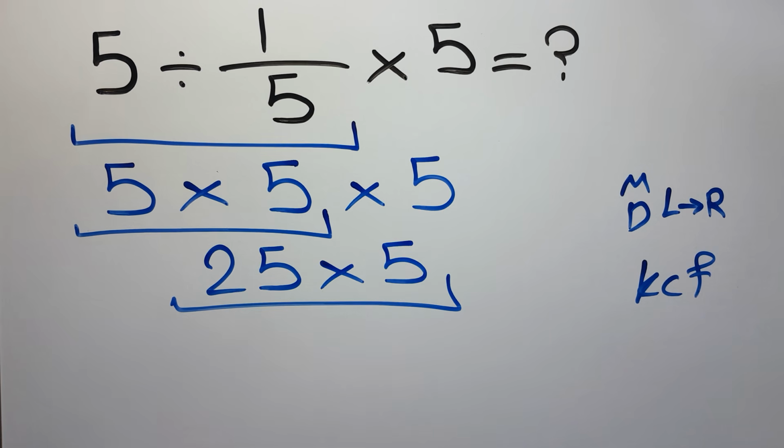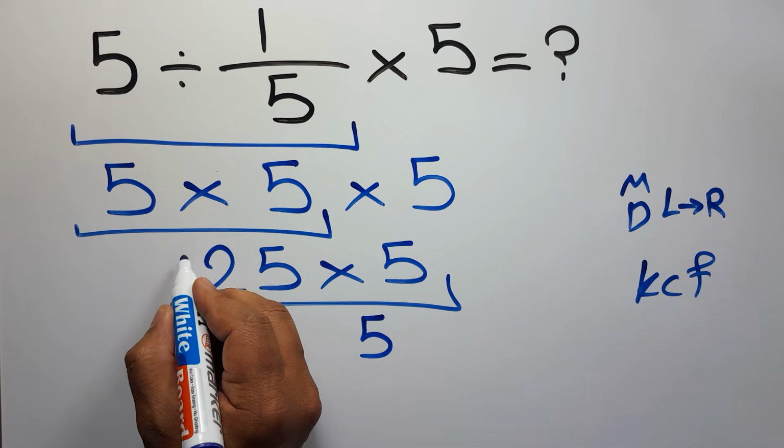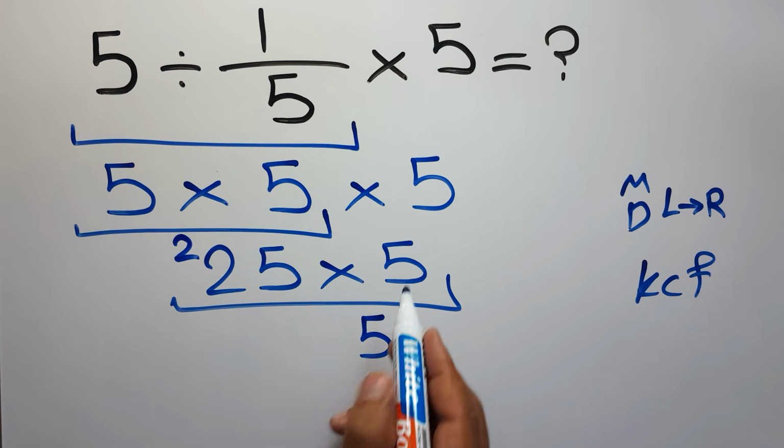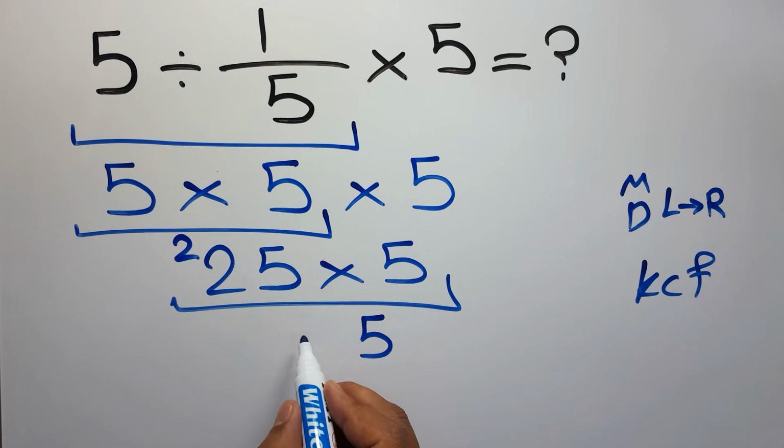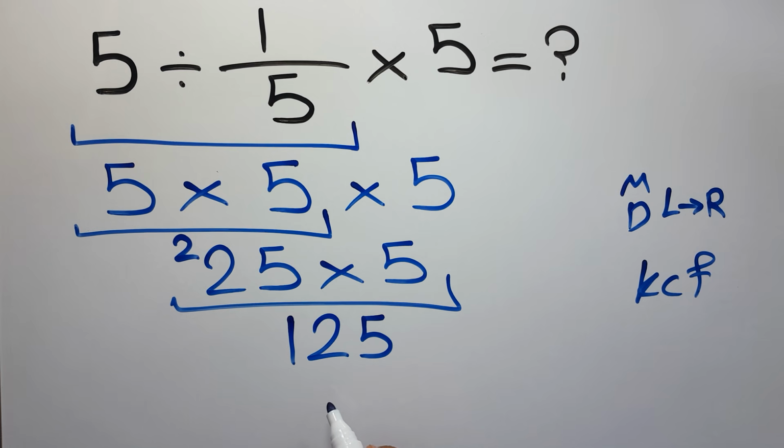Okay, 5 times 5 gives us 25. So we write 5 here and carry 2 here. 5 times 2 equals 10, and 10 plus 2 equals 12. So we have 125, and this is our final answer to this problem.